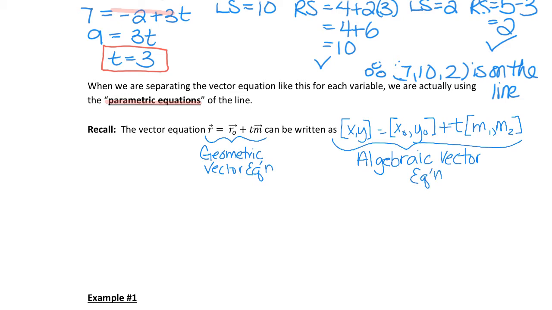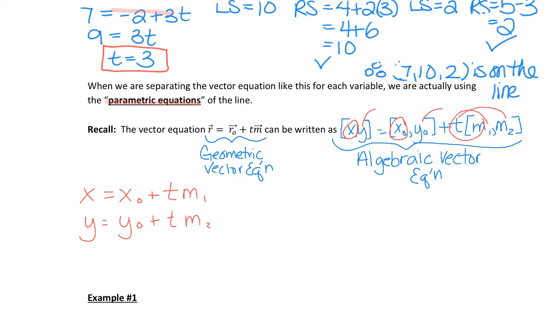So what we're going to do is just rewrite our algebraic vector equation as parametric equations. All we're doing is splitting up that x and that y into its own equation. So we would have x is equal to x naught plus t times m1, and y is equal to y naught plus t times m2. So all I'm doing is recognizing that x is equal to this plus this, and y is equal to this plus t times m2. And these are our parametric equations.